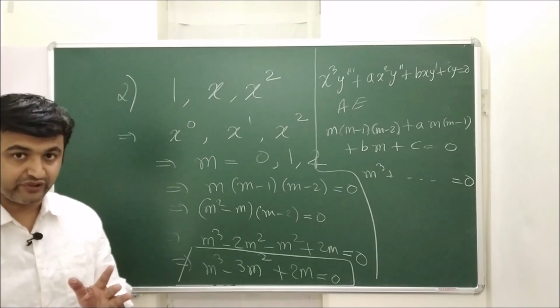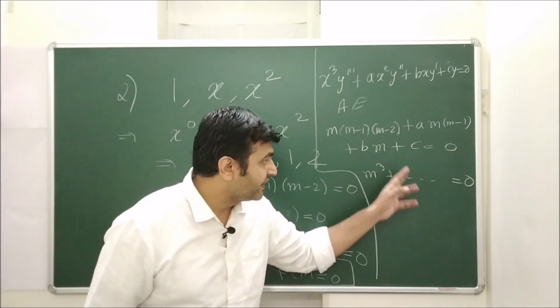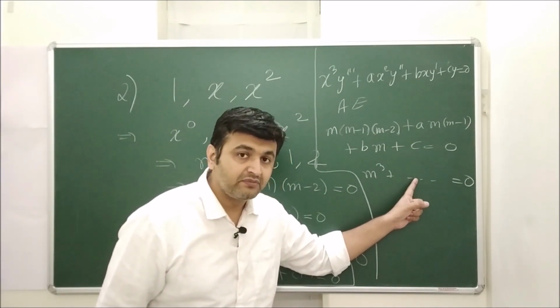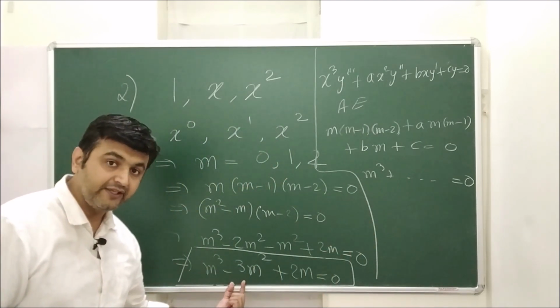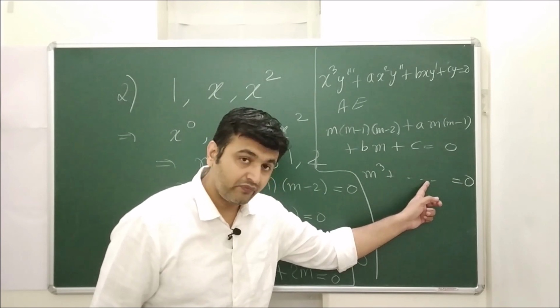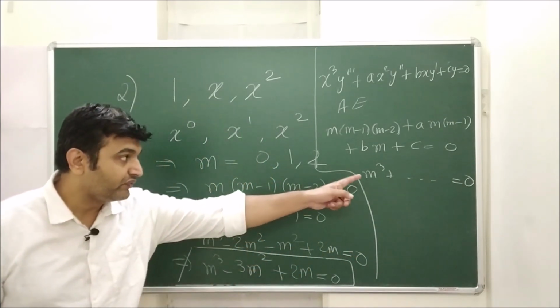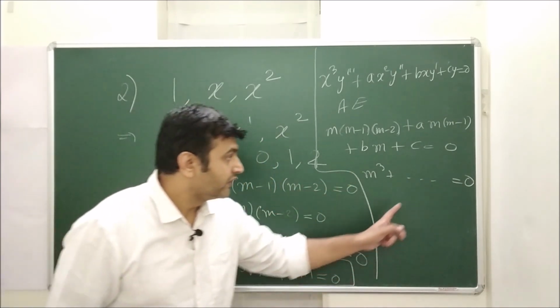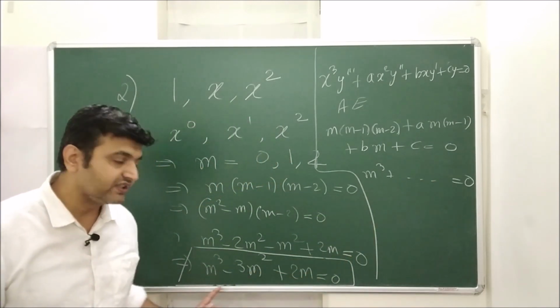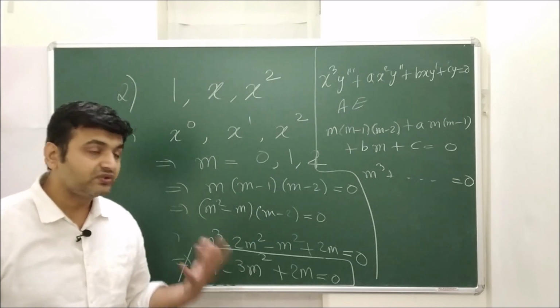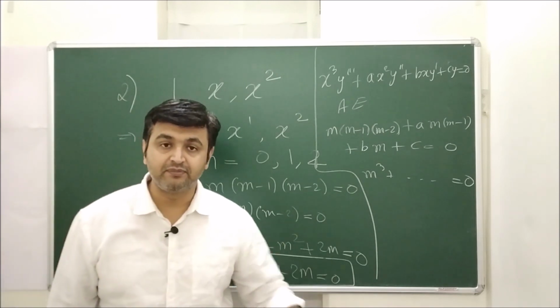You will pause the video. You will expand this. You see what is the coefficient of m square over here. You compare that coefficient of m square with minus 3. You see what is the coefficient of m over here. You compare that coefficient of m with 2. You see what is the constant over here, and you equate the constant to 0 because here there is no constant term. Using these three equations, you find the value of A, B, C.